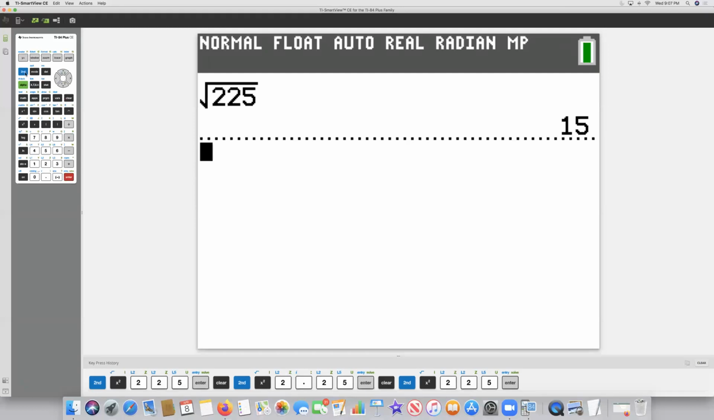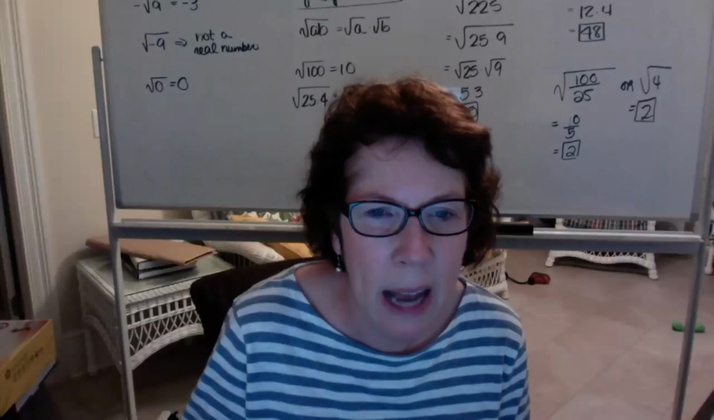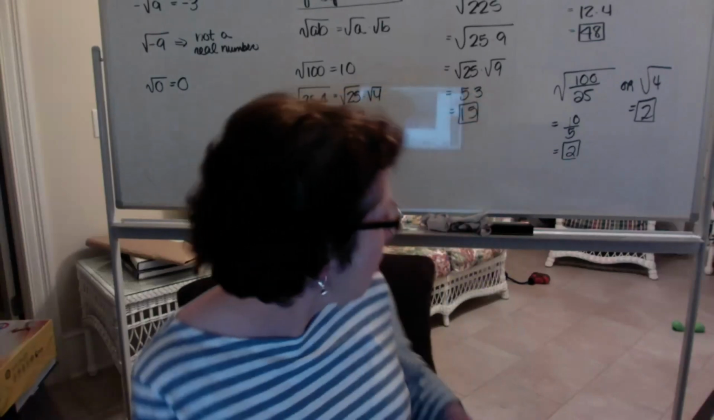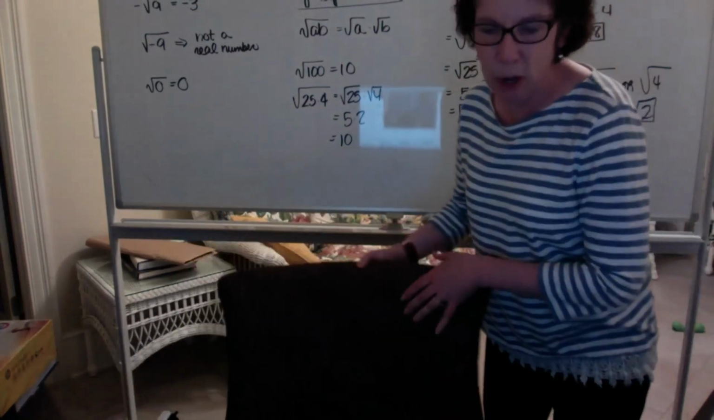We can also take the square root of a decimal number. How about 1.44? And we get 1.2. So just wanted to review that with you real quickly. Let's go ahead now and talk about some things about square roots.